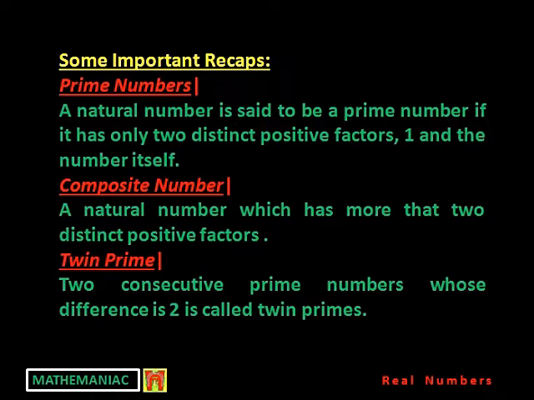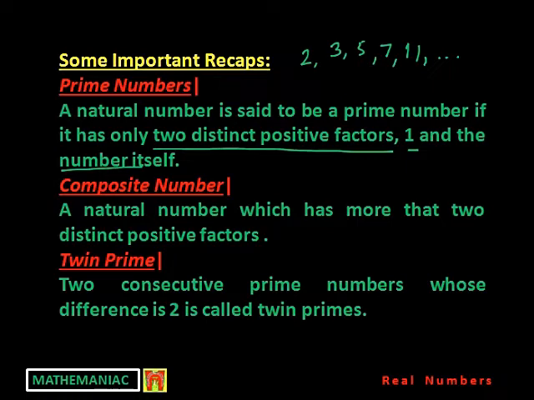Some important recaps. Prime numbers. A natural number is said to be a prime number if it has only two distinct positive factors. What are they? 1 and the number itself. We have to precisely talk about the positive factors. So you can write many examples. For example, say 3, 5, 7, then 9 will not be prime, it is odd, 11, like this, and the smallest is 2, and so on. There will be an infinite number of prime numbers.